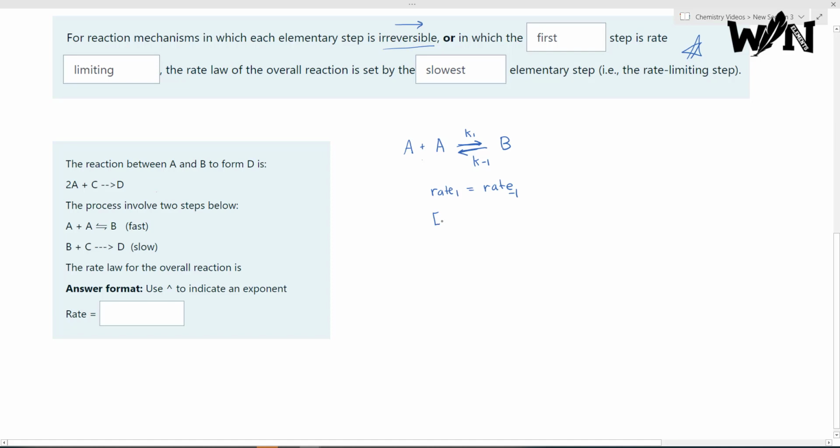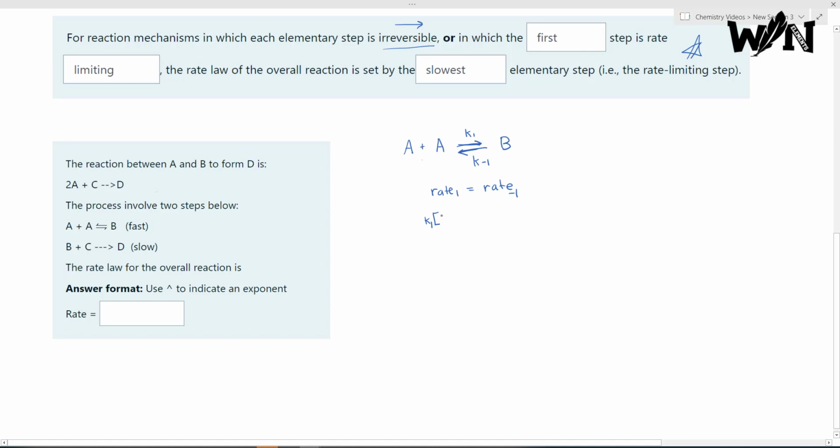So we have K1, just to illustrate going forward. But again, K is a constant, it does not change. So the reverse and the forward have the same values. All the constants in the same reaction are the same. That's why we call it constant.